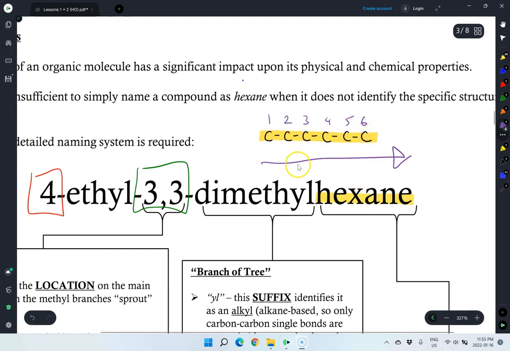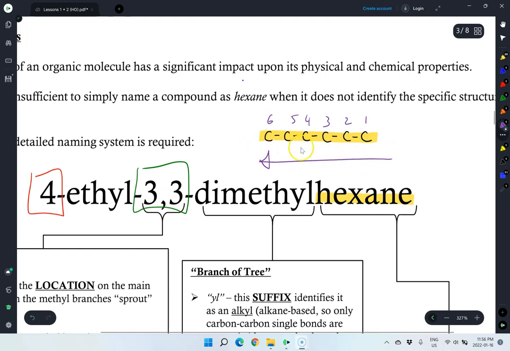But keep in mind, you don't have to count left to right if you don't want to. You can also count from right to left, making this carbon number 1, followed by 2, 3, 4, 5, and carbon number 6. So choosing the counting direction doesn't really matter when you're drawing it out, so long as once you've chosen the direction, you must stick with that counting direction.